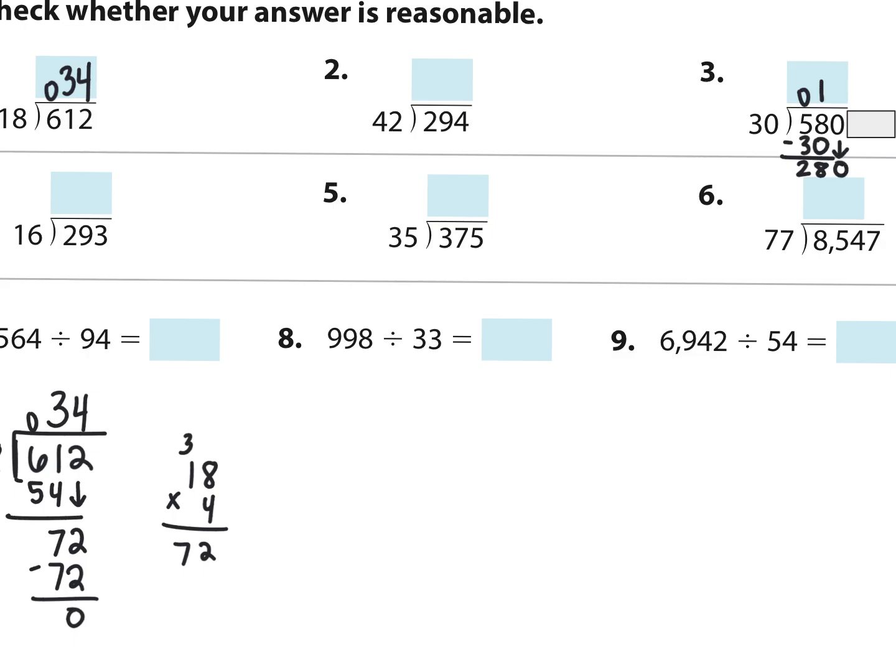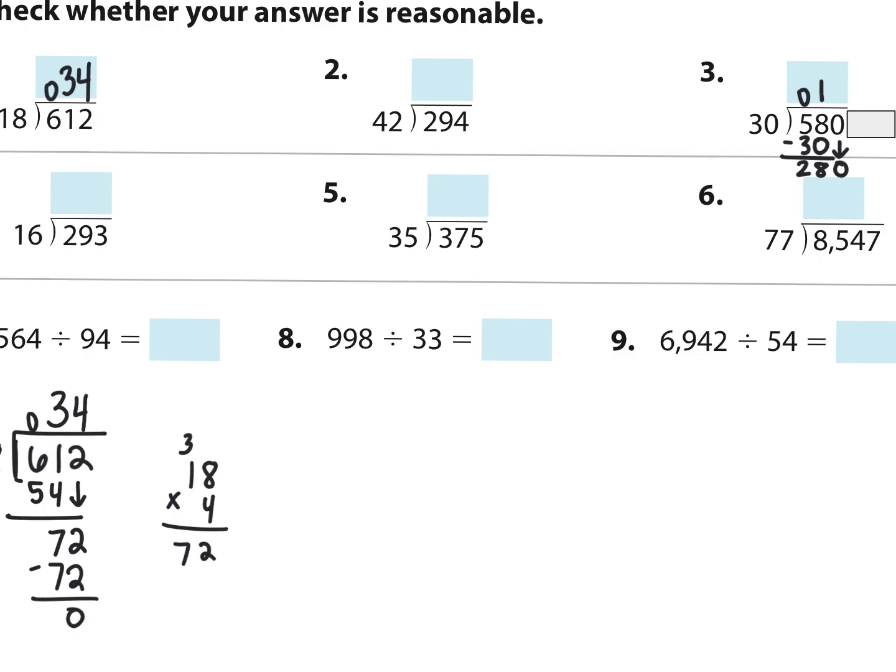Okay, now 30 and 280. That's a lot. But they both end in zeros, right? So what if I just ignored my zeros for a minute and thought about 3 and 28? How many 3s go into 28? 9. What is 9 times 3? 27. So then thinking of 30s, if I just put those zeros back on, it would be 270, right?